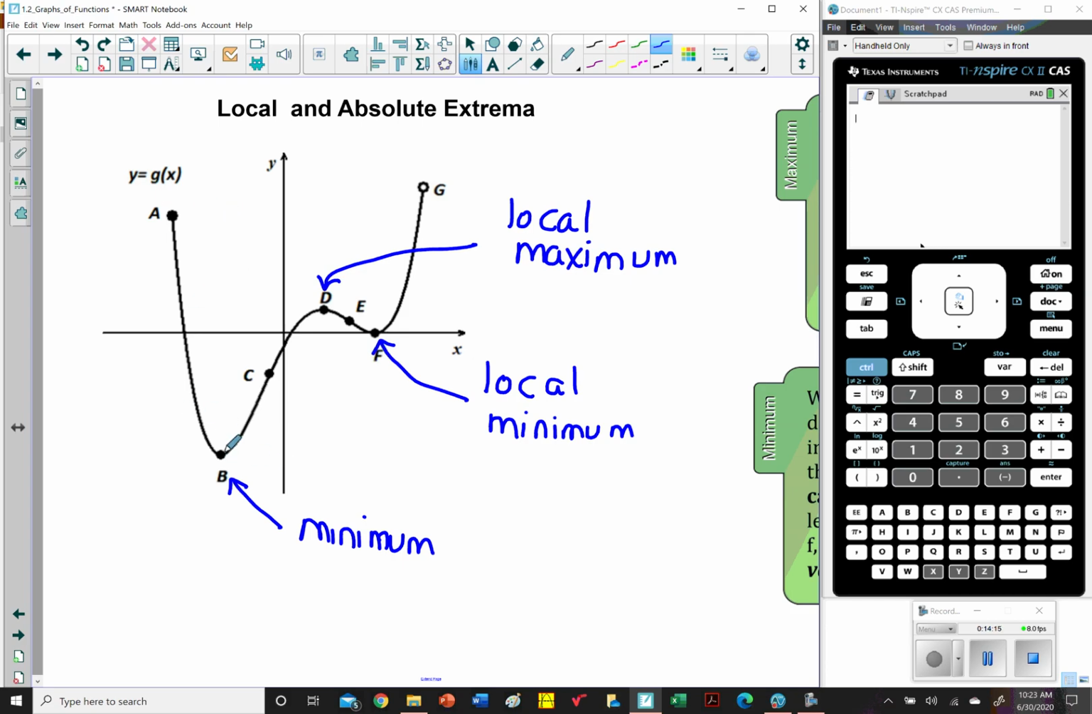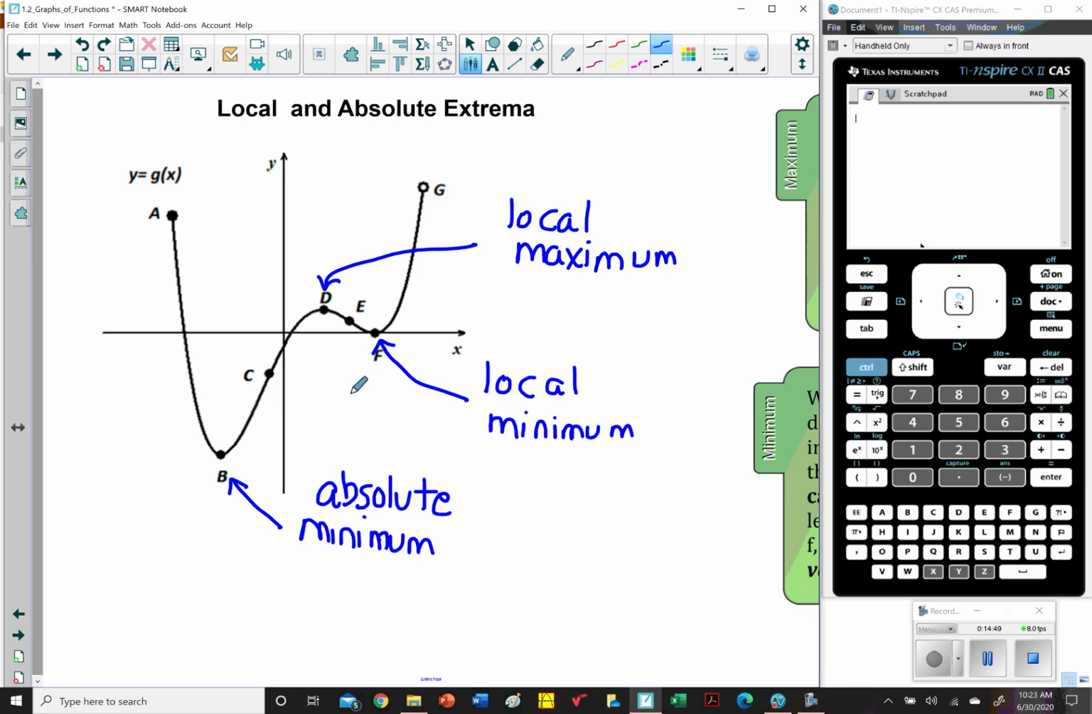There's no more graph. The value at B is the lowest Y value, so I could also call this an absolute minimum on that function, on that domain. It's also a local minimum in this general neighborhood. And you'll notice a lot of times in our textbooks that they drop the words absolute, local, relative, and just call things maximum or minimum.